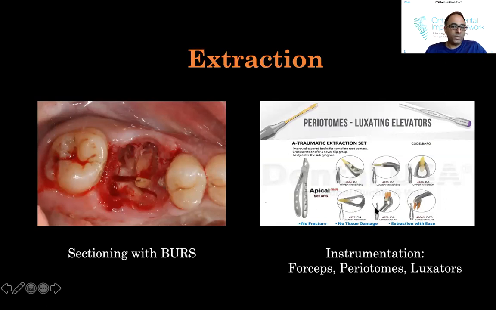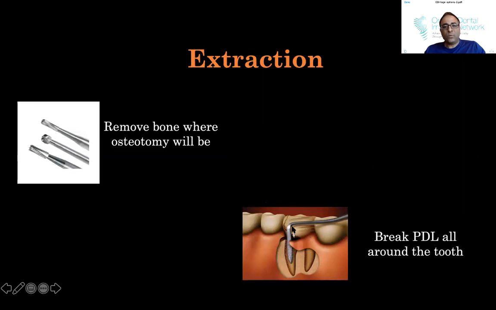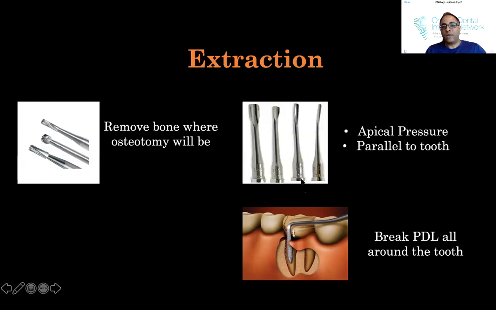Instrumentation is really important. So having something like a good luxating elevator, having good periotomes, and even apical forceps. I think I have a picture here. This is a periotome, which can get right into the PDL ligament and separate the tooth, removing bone where the osteotomy is going to be. So if you have an issue with an extraction and you're trying to place an implant, I try to remove the bone where I think the osteotomy is going to be anyways. In this way, it'll help to remove the tooth itself, or the roots of the tooth, right? Oftentimes these molars, these endotreated molars.